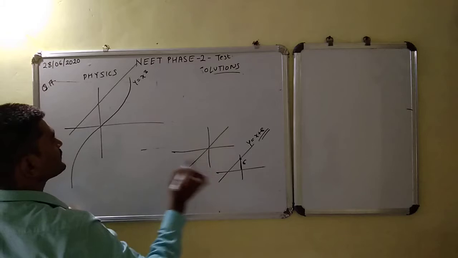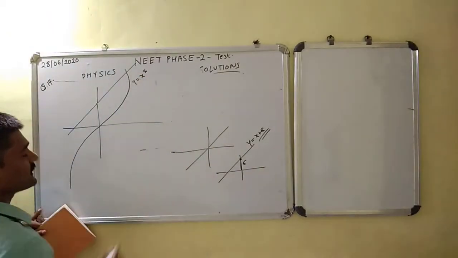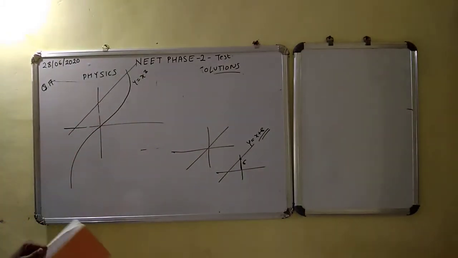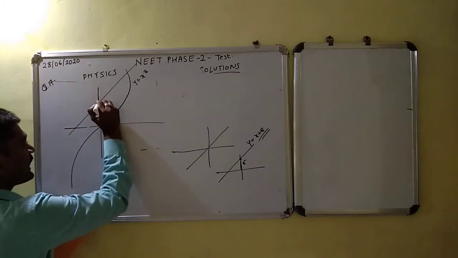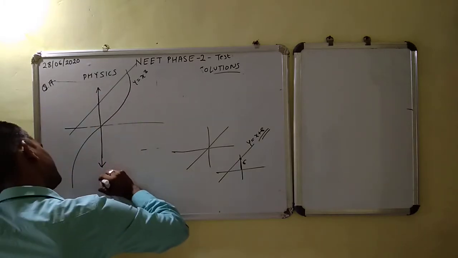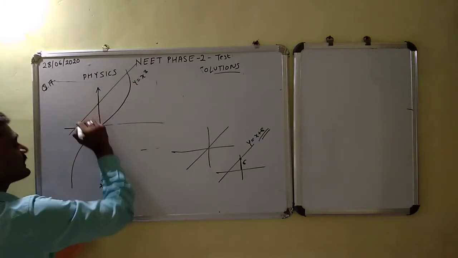y equals x plus 6. Now we have to find the area bounded by this curve. This curve means it will be all this area, but there is one more line. What is that? x equals 0. x equals 0 means all the points in which x will be equal to 0, so this will be a third line. This will be x equals 0. So the area is bounded by these three curves.